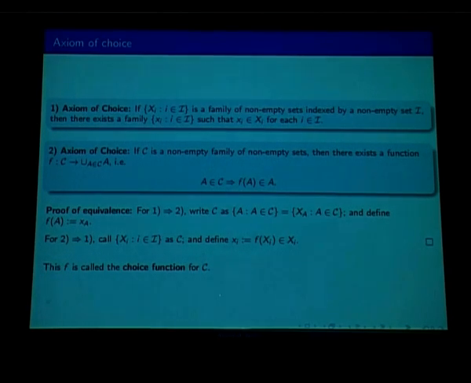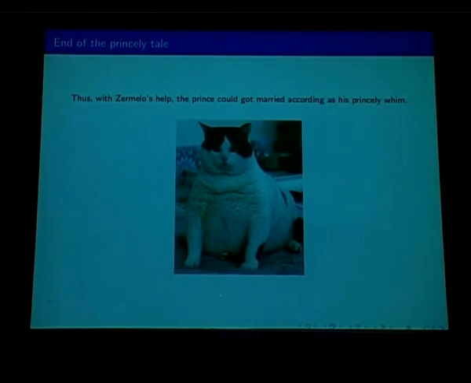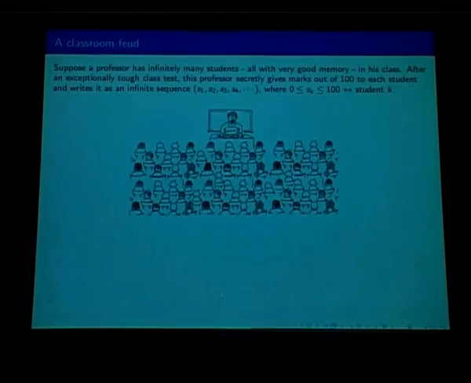So this f is naturally called the choice function because you can see that this function f is really allowing him to choose from those sets. So with the court logician's help, the prince got married, and that's the end of that story.